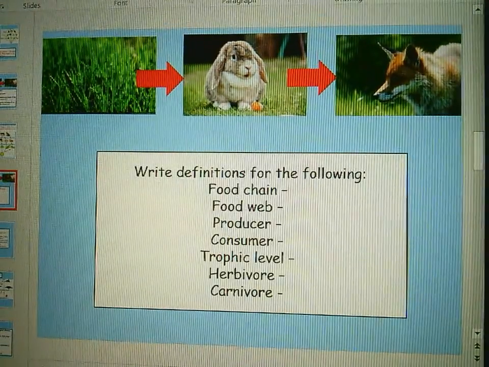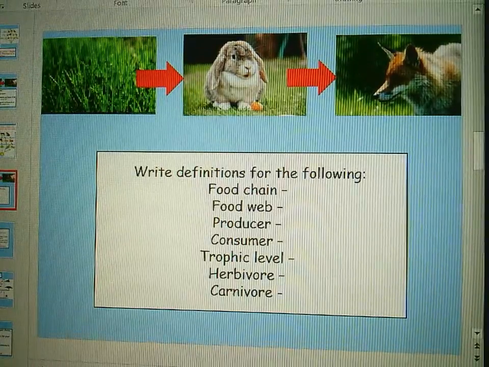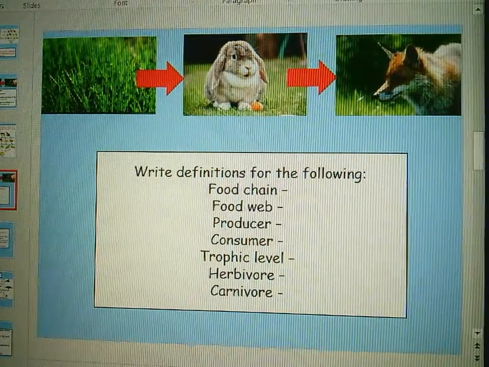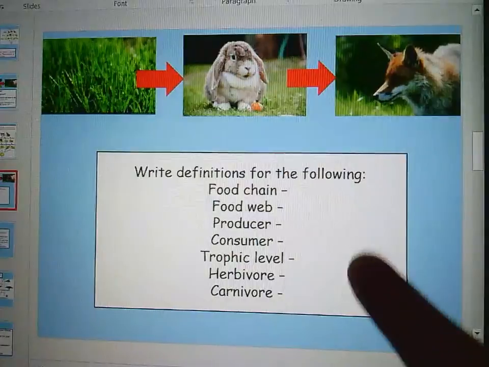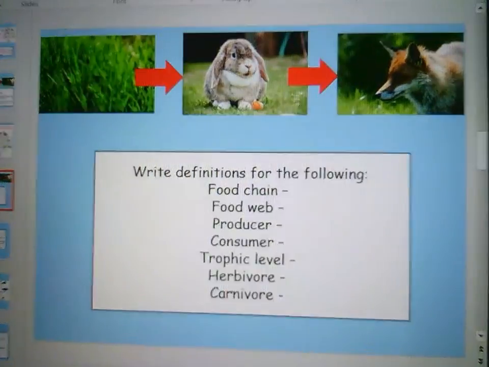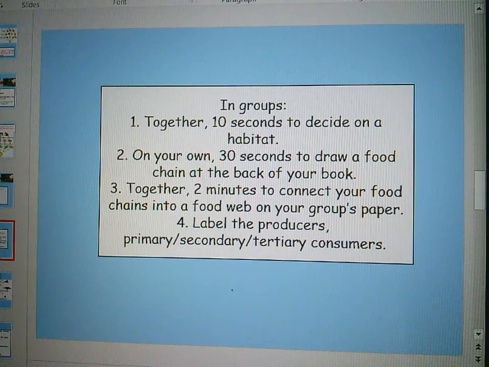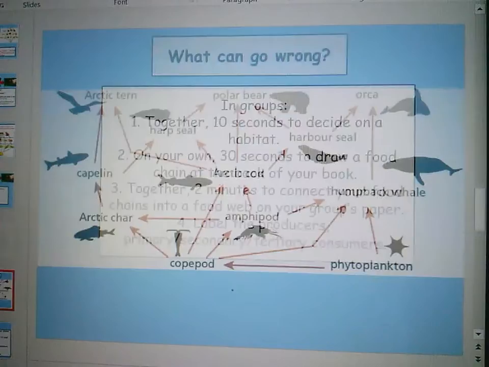I would like you, and you can use Google to help you if you want, and you can rewind this video if you want, to make sure you have a definition in your book for all of the following. So pause the video here now. Try and make a definition for all of those words. Now, you might have done some of them last lesson, in which case you can miss those out.